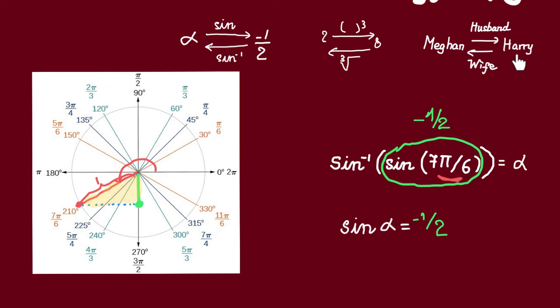It maps Harry to the woman whose husband is Harry. Similarly, the inverse of the function x cubed is the cube root, because it should map 8 to any number whose cube is equal to 8. So similarly, sine inverse of, say, minus 1/2 should be some angle alpha whose sine is equal to minus 1/2.